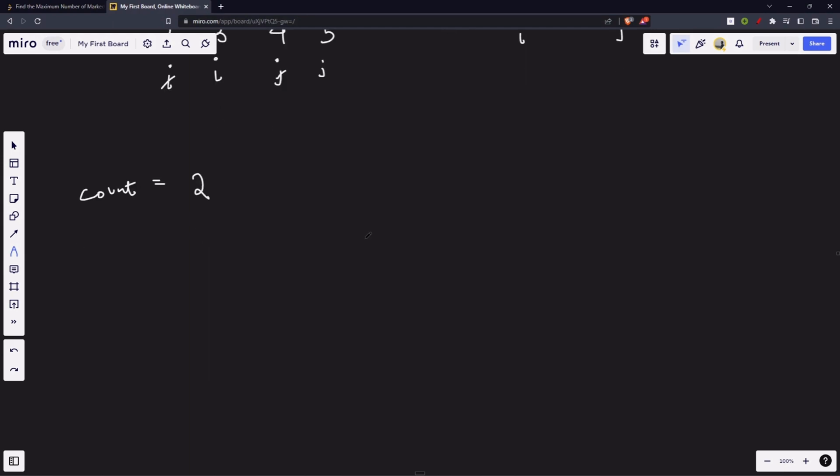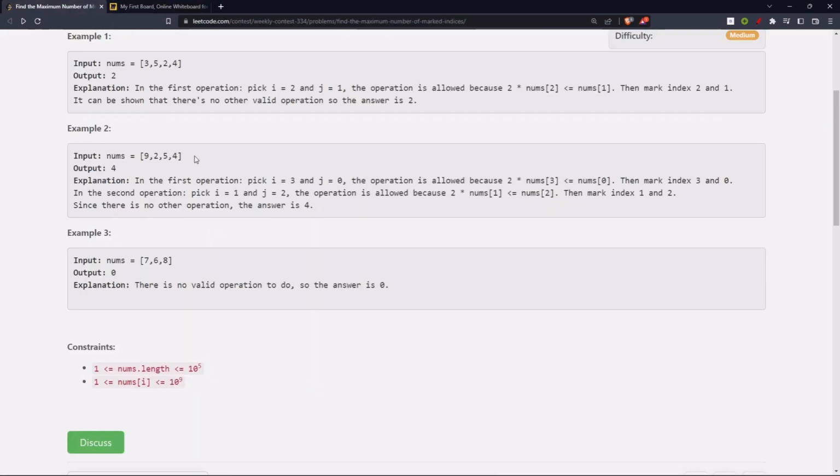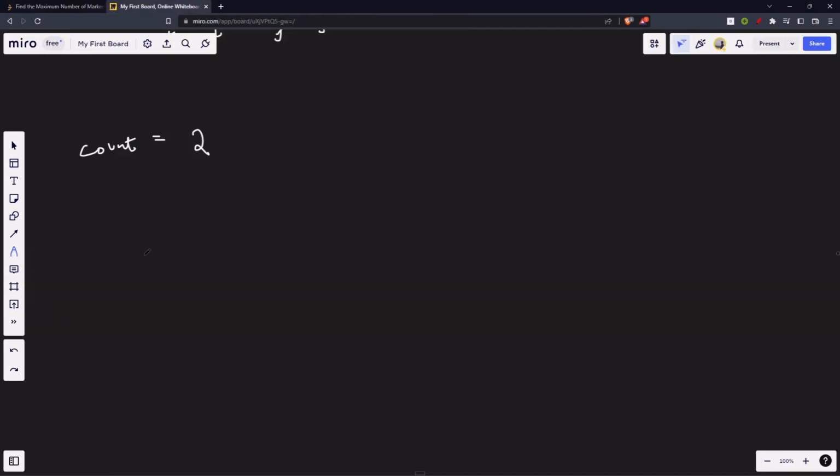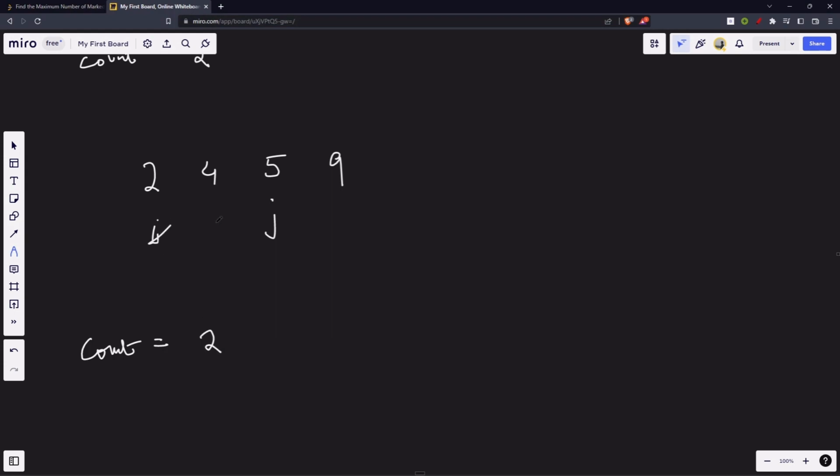Let's try with the second example, that is 9, 2, 5, 4. Sorted, that is 2, 4, 5 and 9. i is here, j is here. Count. 2 times 2 is 4. 4 is less than 5. Yes. Increase the count. Both of them move up.